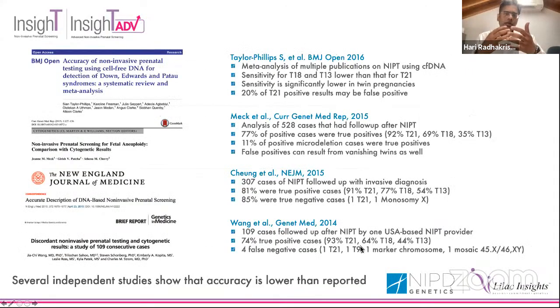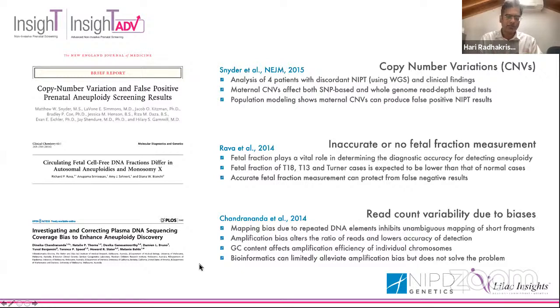And this is reflected in several independent studies. Several independent studies show very high sensitivity and specificity, but about 90% of the positives are true positives. So 1 out of 10 T21 positives is a false positive, and the true positive rate for trisomy 18 and 13 is actually lower too. Other independent studies have looked at the reasons for this promise of NIPT not being reached. And there are basically three causes.